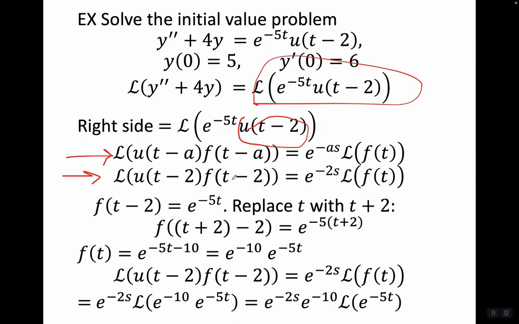So now compare these two formulas. So we compare these two formulas, right? This one and this one.